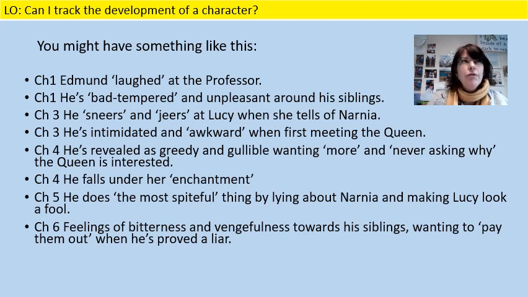Gullible is when you fall into traps quite easily and believe what people are telling you without questioning it. So he's greedy and gullible and he wants more, but he never asks why the Queen is so interested in him and his family. Chapter 4, he falls under her enchantment. Remember, the Turkish delight is drugged. He's kind of been bewitched by her.